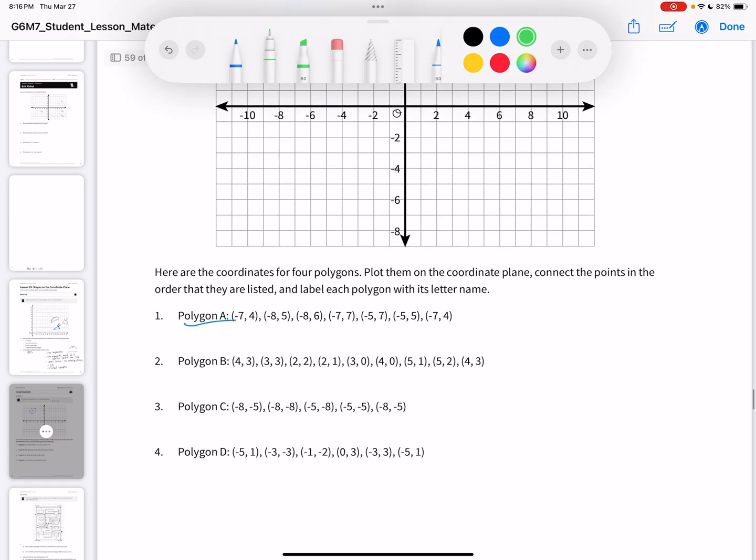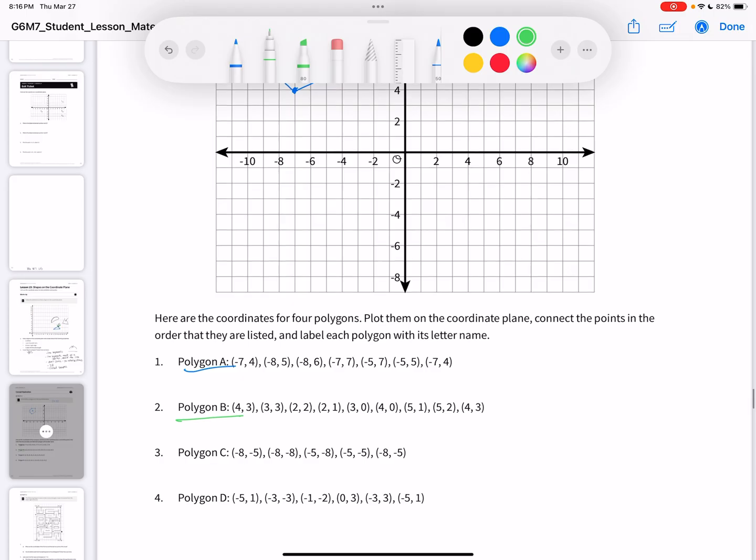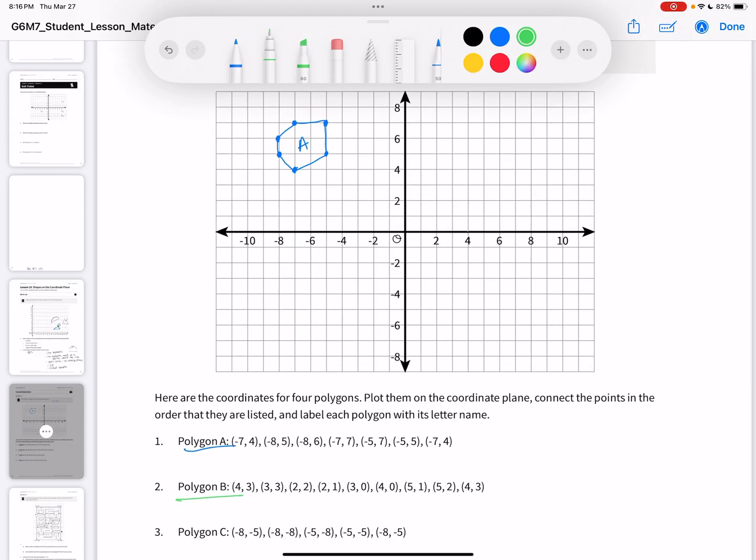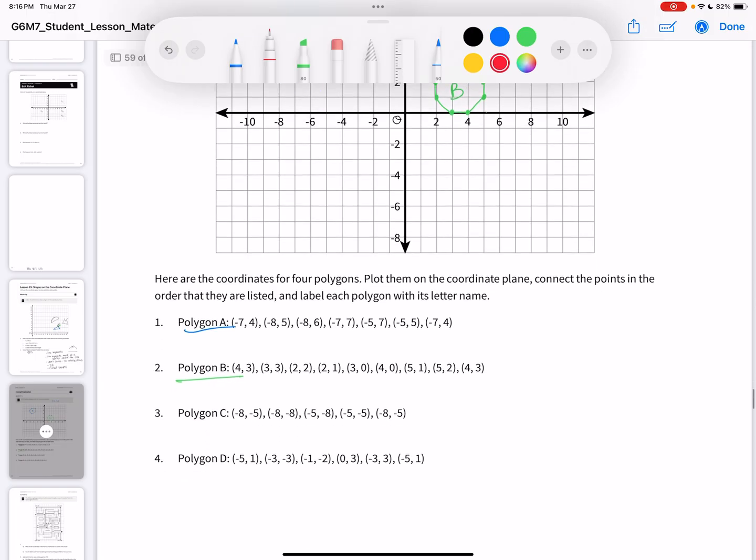Let's look at polygon B, and that's going to be green. So we go X first, so over 4, up 3, 1, 2, 3, there's that one. Over 3, up 3. Over 2, up 2. Over 2, up 1. Over 3, up 0. Over 4, up 0. Over 5, up 1. Over 5, up 2. And then over 4, up 3, back to where we started. So here we go. Boom, boom, boom. There, there, there, up, back together. That's polygon B.